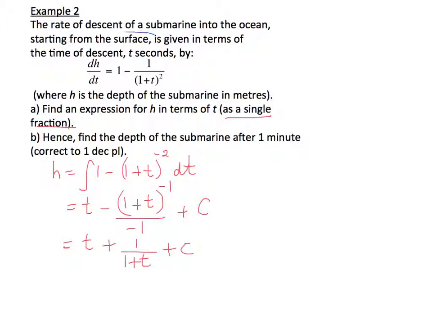Well, it says here that the submarine is starting from the surface. Starting means when t equals 0, and the surface is when the height is 0, because remember h is the depth of the submarine in metres. So that means when t equals 0, h equals 0. And we're going to use that information to find our constant of integration. So, substituting that in, we will get 0 equals 0 plus 1 on 1 plus 0, which is 1, plus c, which means c equals negative 1.